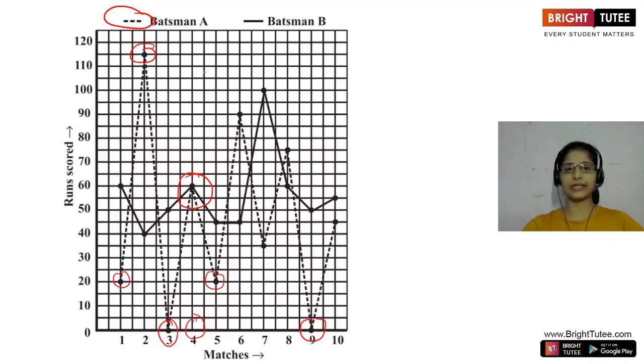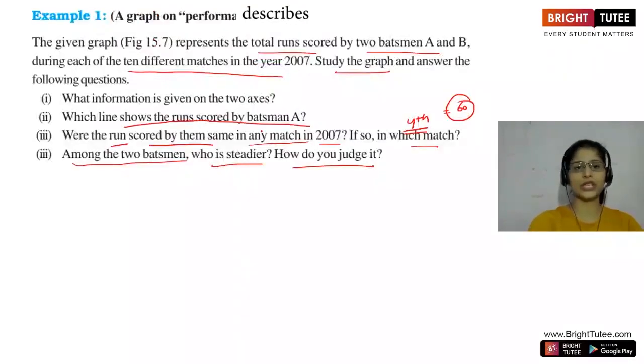Yes, the peak is not that high, but it is average, right? He has not scored too little or too high, but he has not even scored 0 runs once. So who is steadier and who is more consistent? Batsman B. Clear? Okay, so I hope this question is clear.